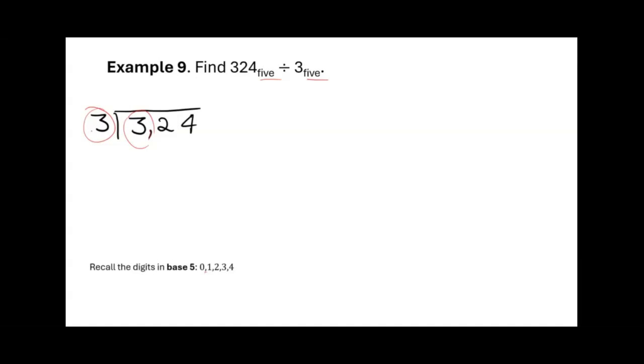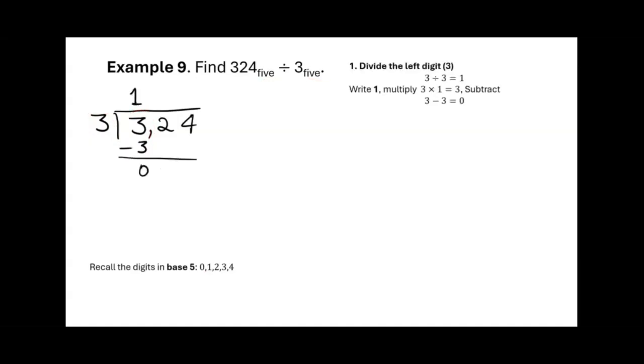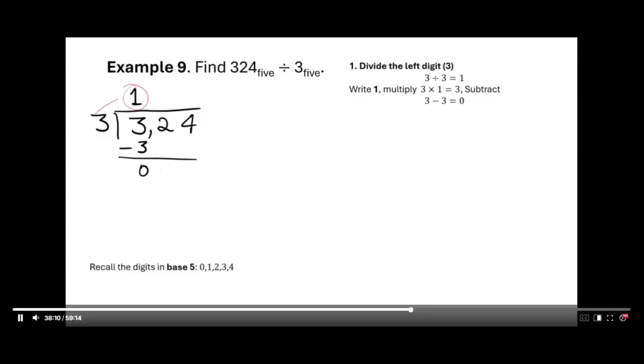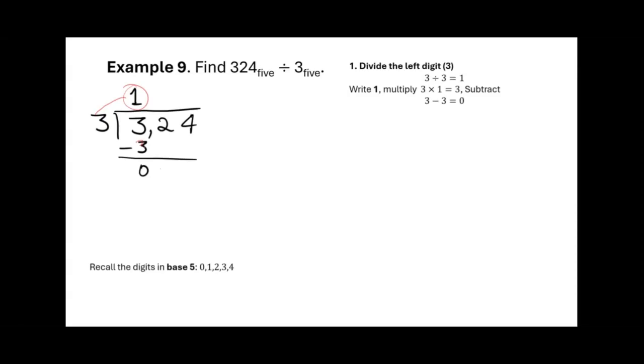Then you ask yourself, how many times does 3 fit into 3? Well, of course, that fits once. Then you multiply: 3 times 1 is 3, and you subtract. This 3 minus the 3 below is 0. The remainder is 0. After finishing, you bring down the next digit, so you end up getting a 2.